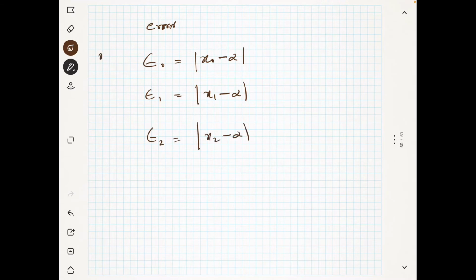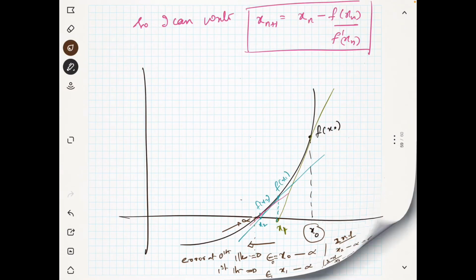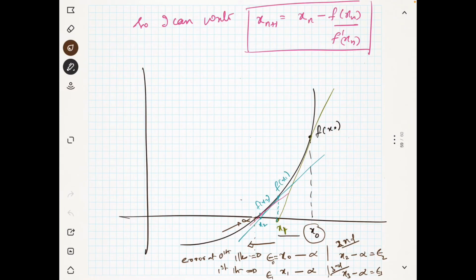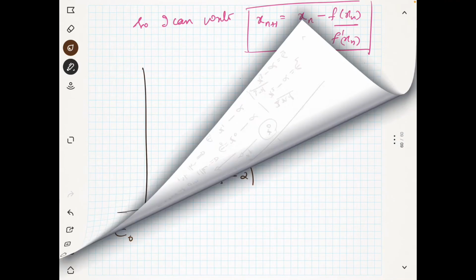So the 0th iteration, this is the first iteration, this is the second iteration, this is the third iteration, it will get x3 minus alpha. So what is happening here? You can notice that your epsilon 0 is very high. Then your iterative solutions are moving towards the actual solution. So the error is decreasing.